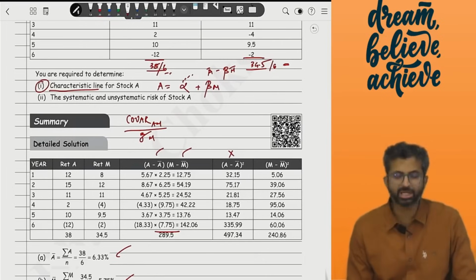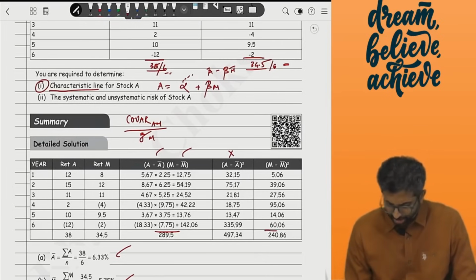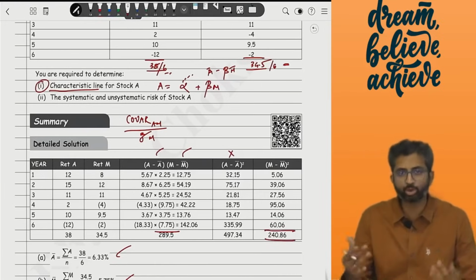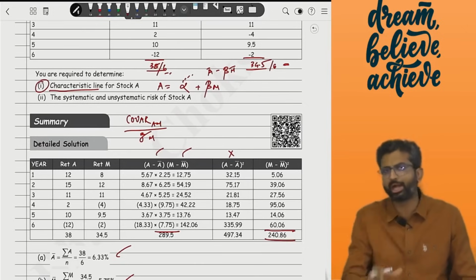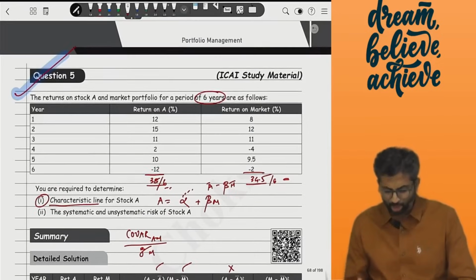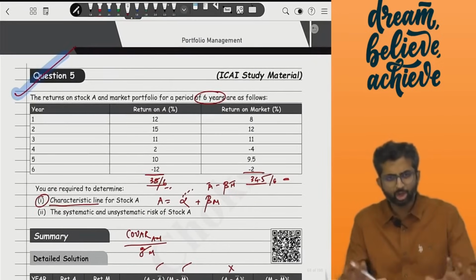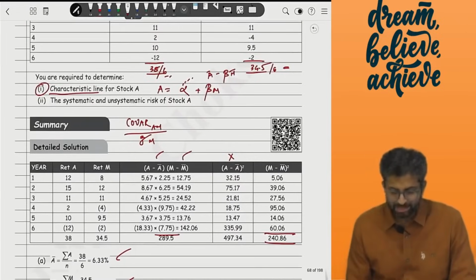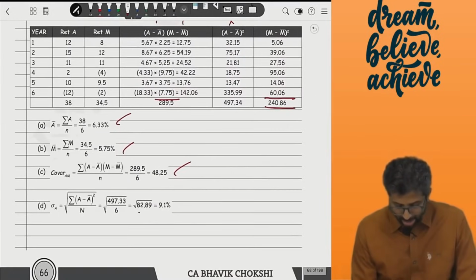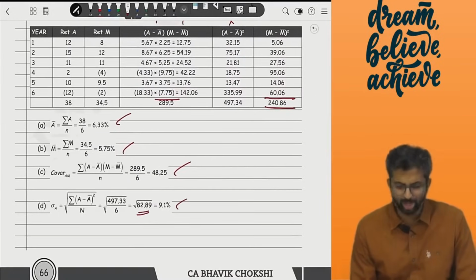And second is M minus M bar the whole squared, which again you should pause and try to do this math, because I can discuss this, but unless you do it and apply it, you will not get that confidence. So if possible, just pause and try over here to do the math. If you are comfortable, you can proceed. So this is 240.86 again divided by 6, and that will give you around 82.89 at variance level. If you square root it, 9.1 will be the standard deviation of the market.